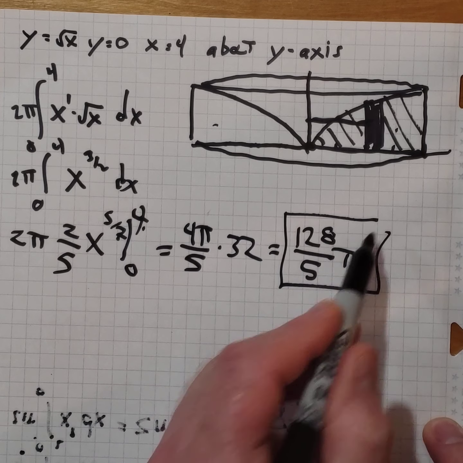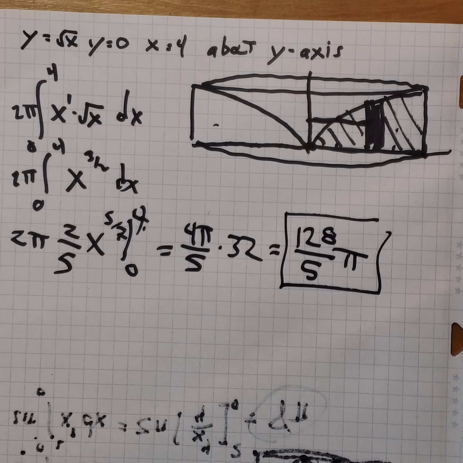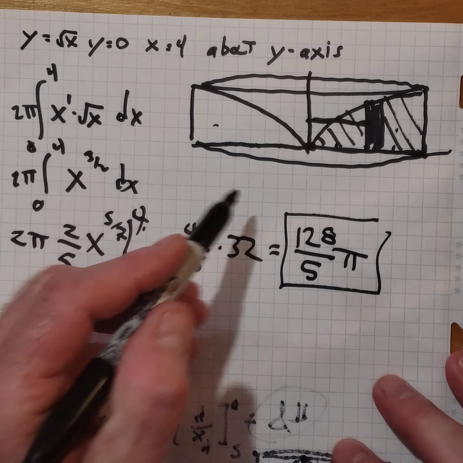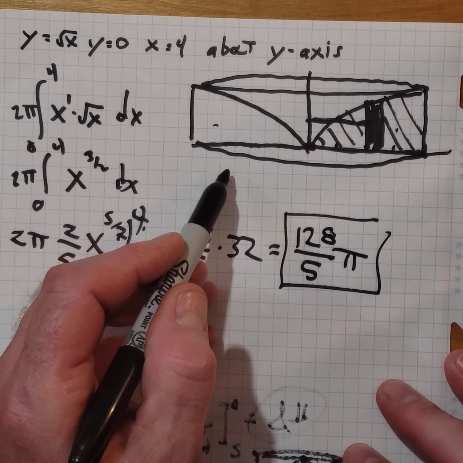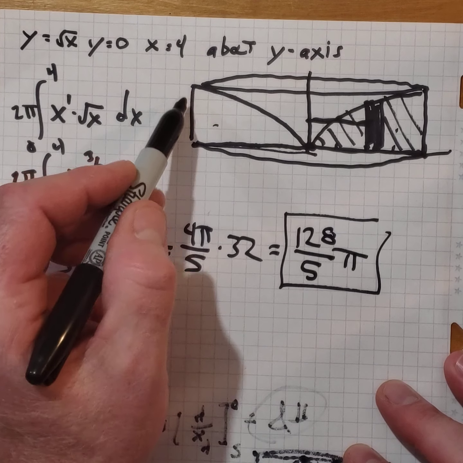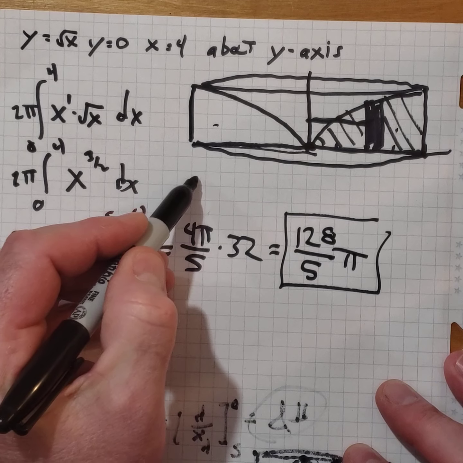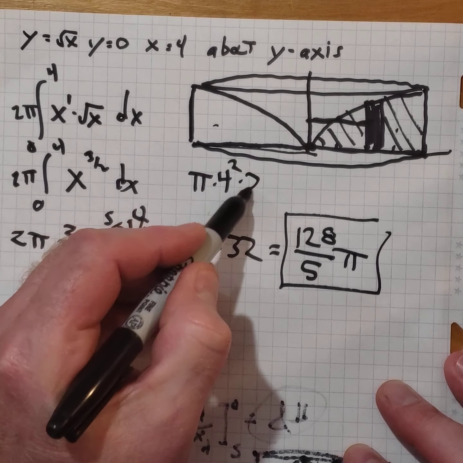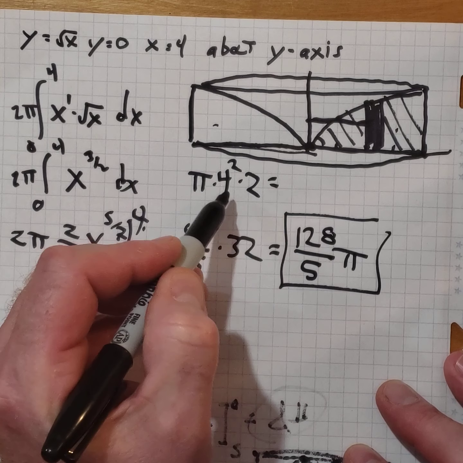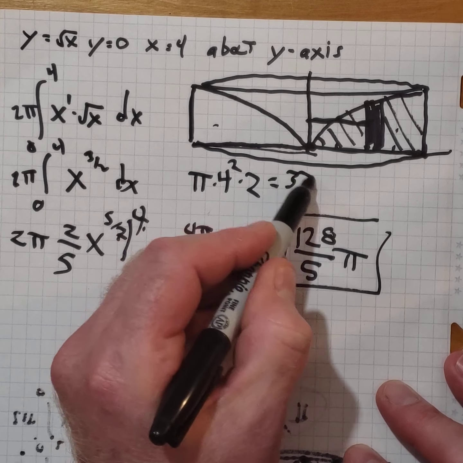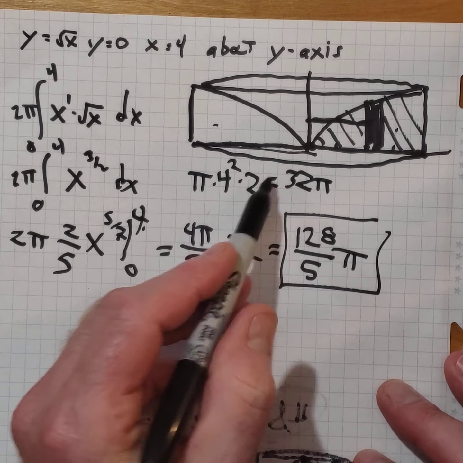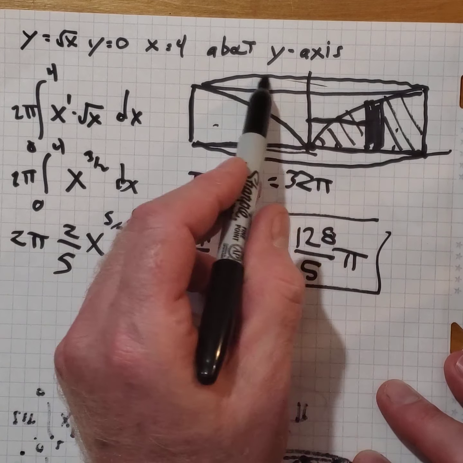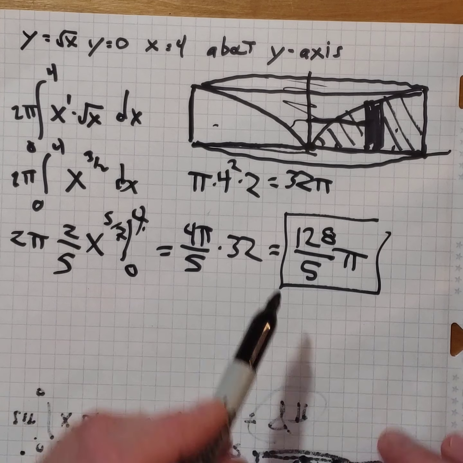Now, sometimes I forget to guesstimate these ahead of time. I did on both of these. The last one, we knew what we were going to get. Here, if we were to have guesstimated, the radius is 4, the height is 2. So we would have gotten pi times 4 squared times 2 equals 32 pi. Right? That would have been the volume of the entire thing if it wasn't hollowed out in the middle.